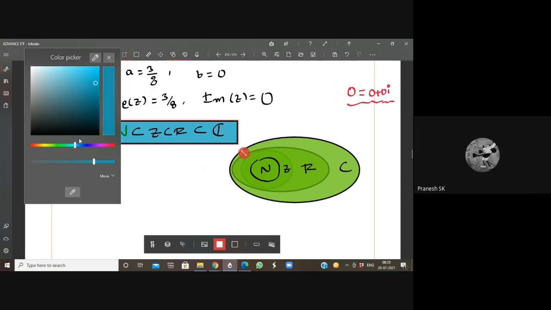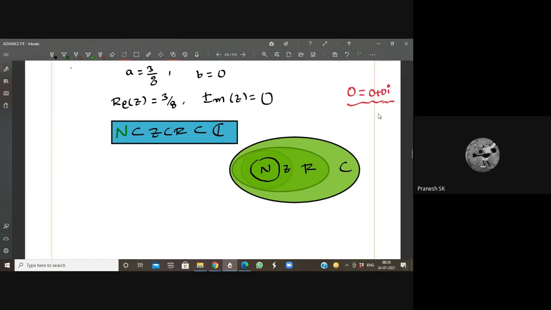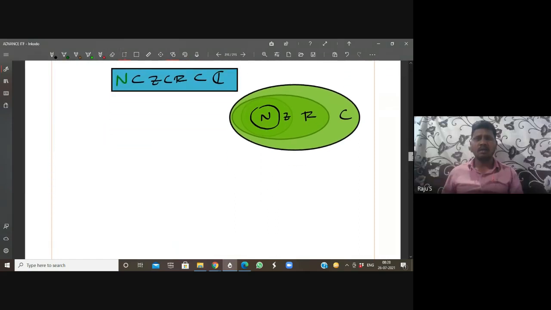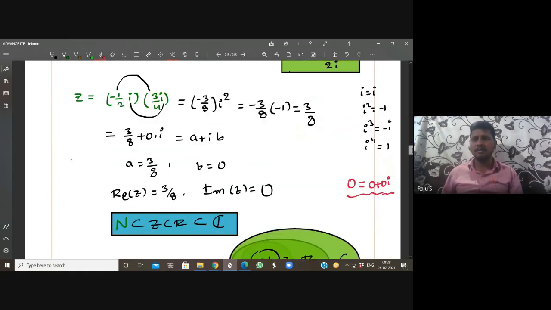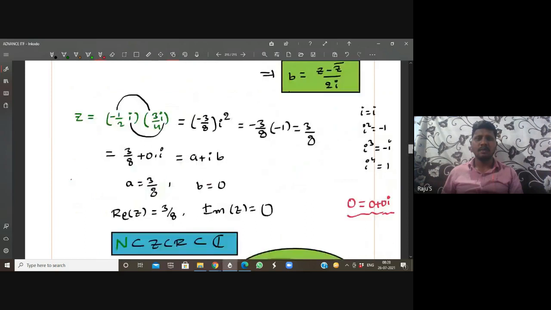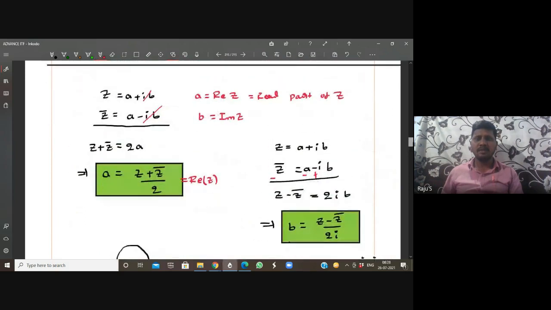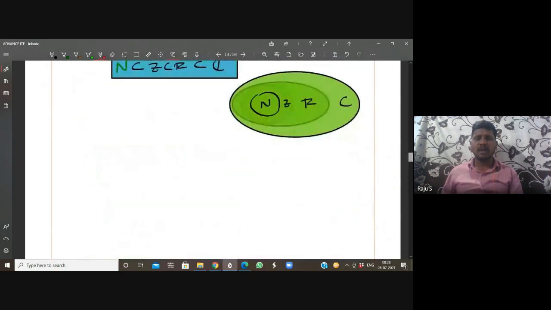Sir, which symbol represents imaginary numbers? Iota. Yes, iota is equal to square root of -1. Is it clear, friends?